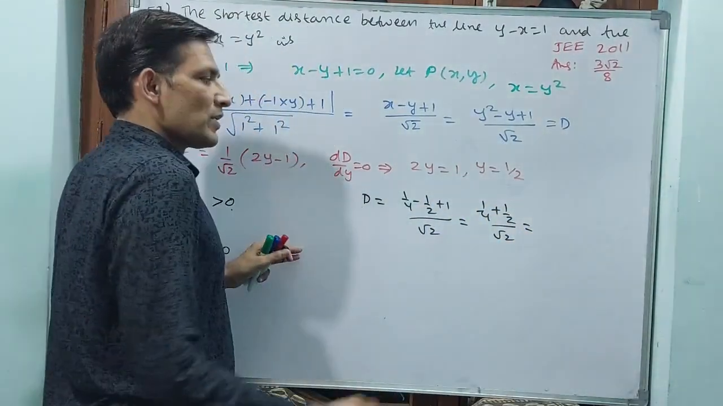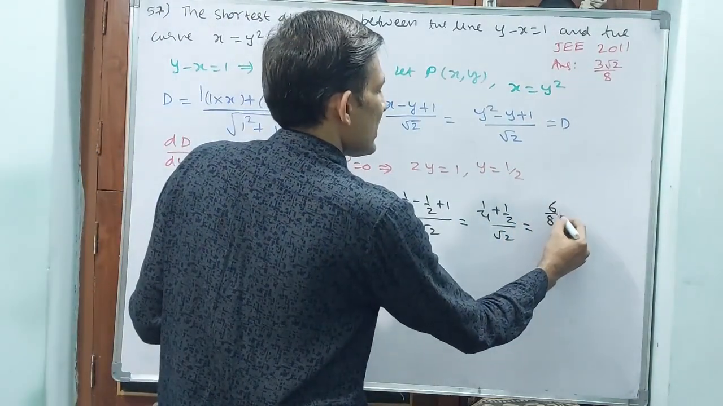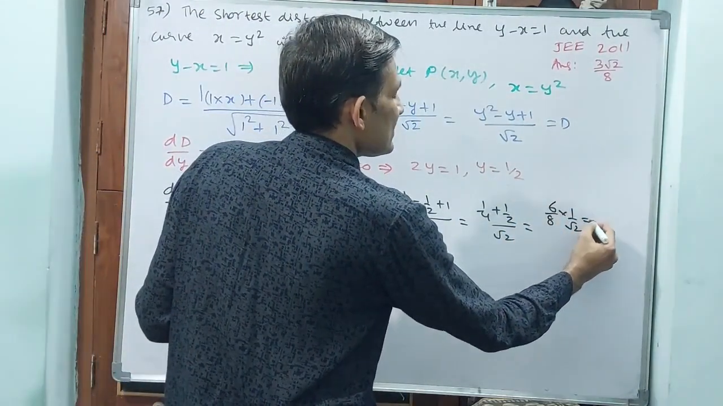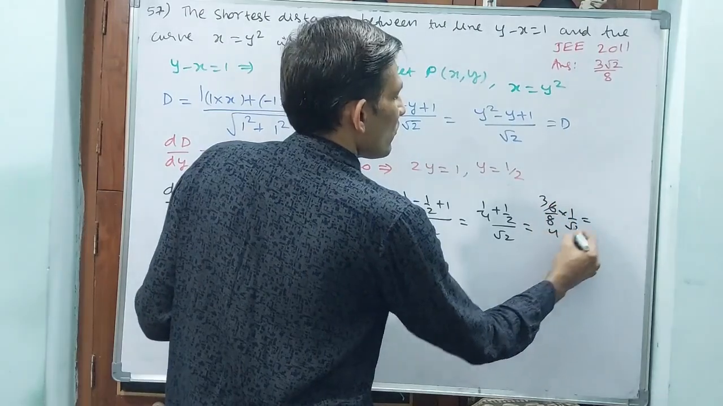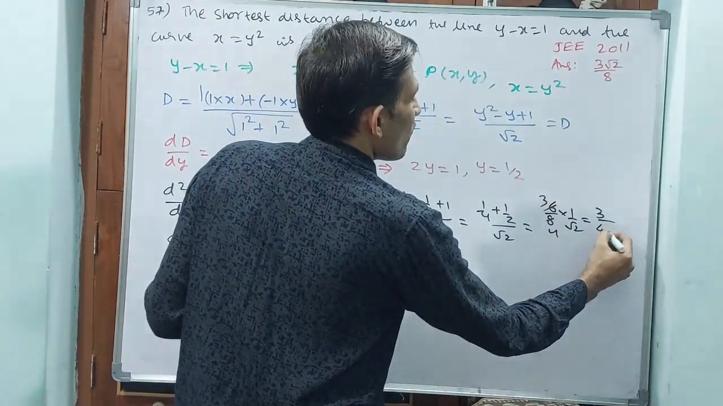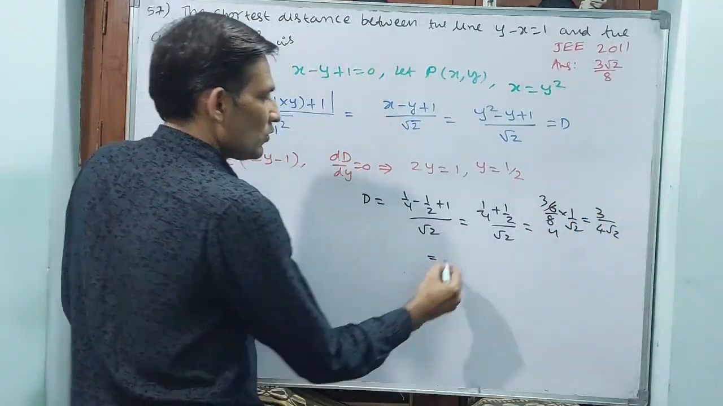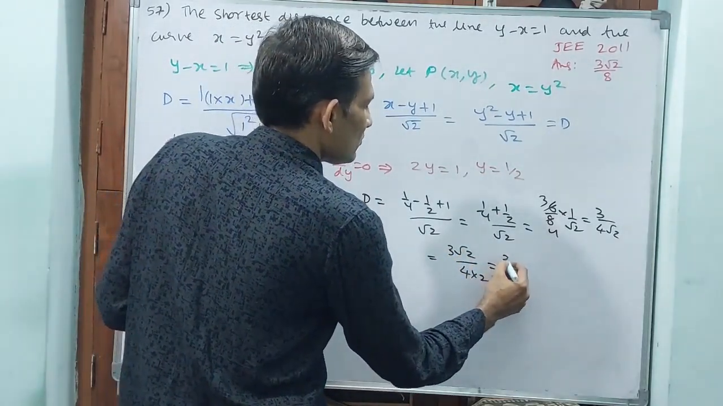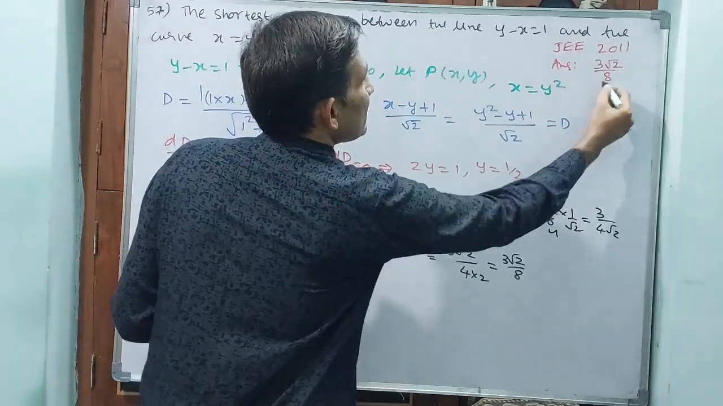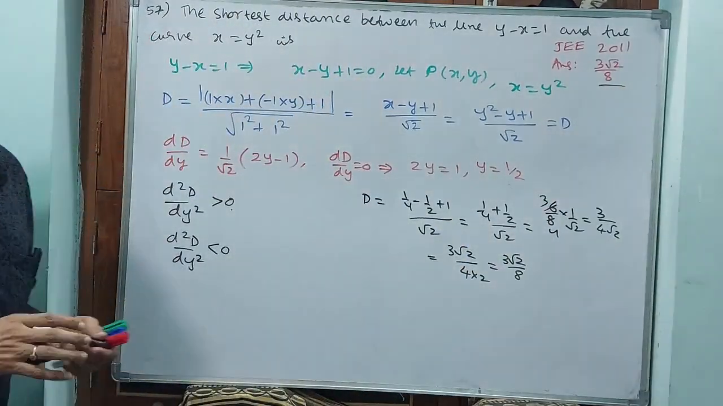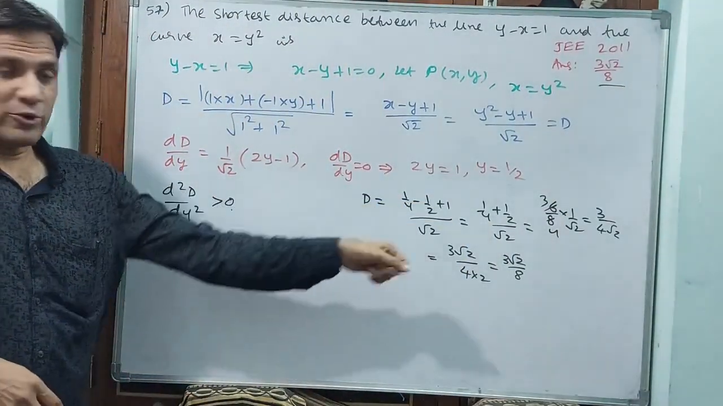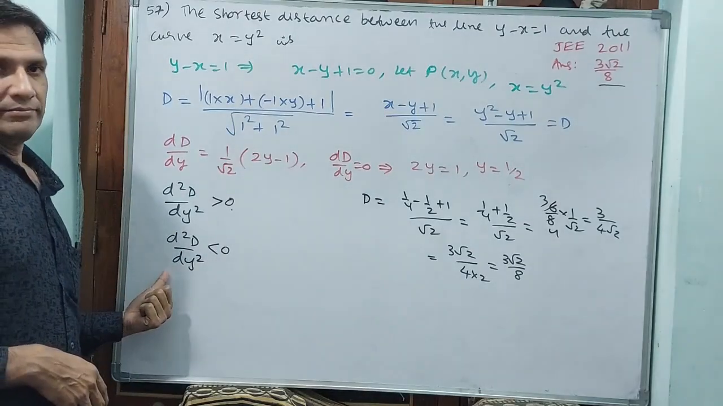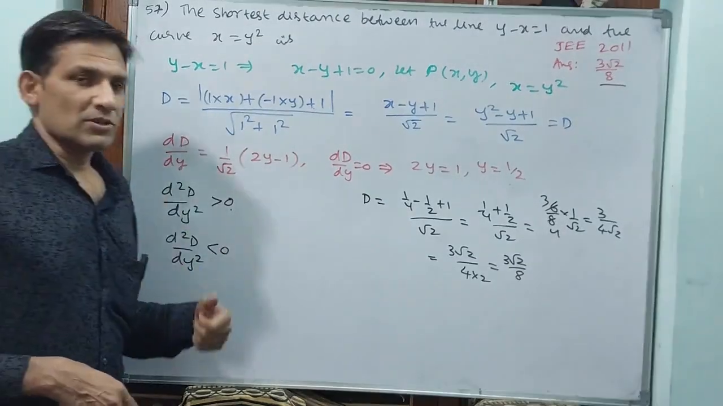That is equal to 2 plus 4, 6 by 8 into 1 by root 2. That is equal to 2 3s are 6, 2 4s are 8, 3 by 4 root 2. That is equal to 3 root 2 by 4 into 2. That is equal to 3 root 2 by 8. Understand? I have clearly explained to you why I have not done d square y. Okay? Let us go for the next question.